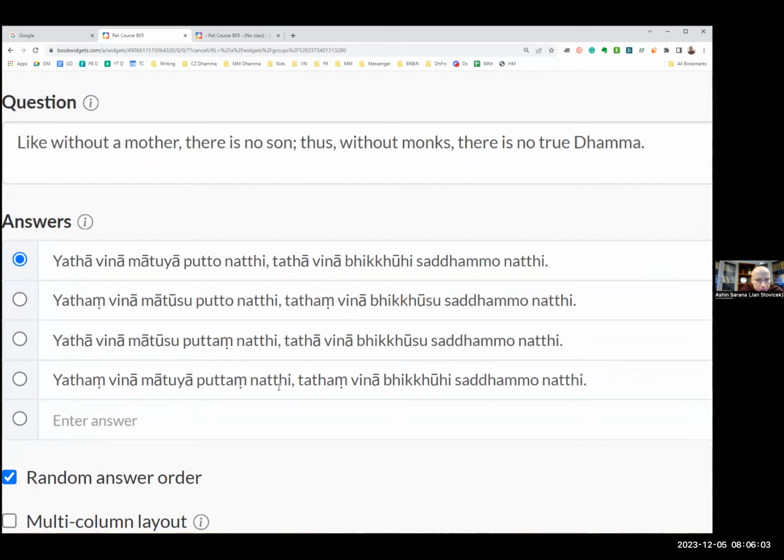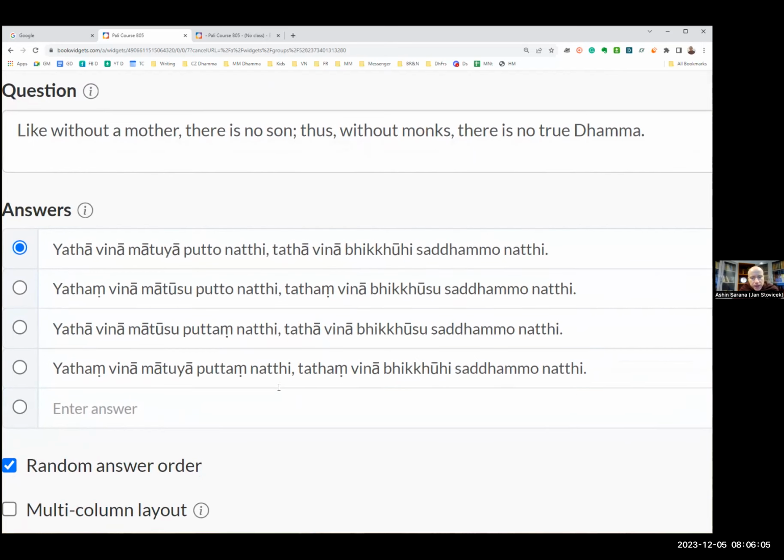Like without a mother, there is no son. Thus, without monks, there is no true Dhamma. Yatha vina matuya putto. So matusu would be without mothers. But we have just one in the question. So just like without a mother, there is no son. Tatha, in the same way, therefore, thus, without monks, bhikkhuhi or bhikkhusu.